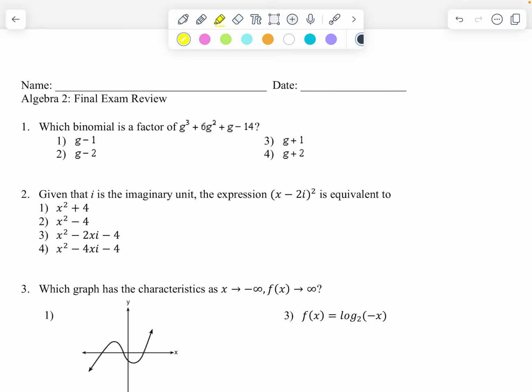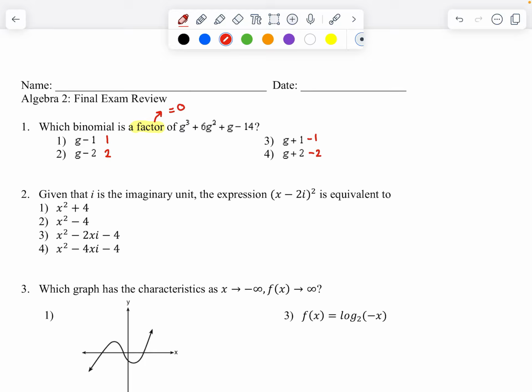So let's get started. Number 1 says which binomial is a factor of this polynomial. So you have 4 factors, and whenever you're looking for which one is a factor, you're looking to see which one is equal to 0. And in order to see that, you're always checking the opposite. So this one you're looking for 1, you're looking for 2, you're looking for -1, and you're looking for -2.